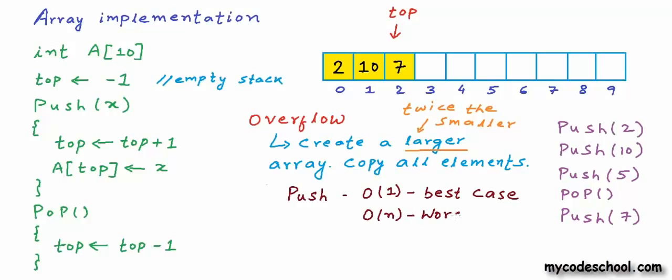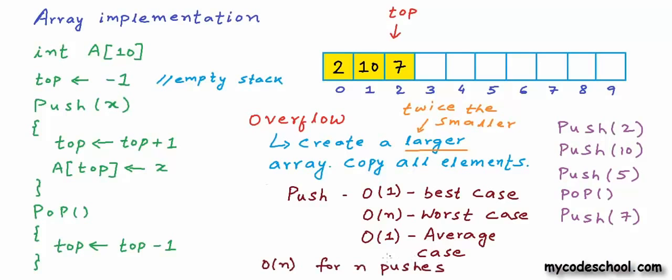In case of an overflow, time complexity will be big O of n, but we will still be big O of 1 in average case. If we will calculate the time taken for n pushes, then it will be proportional to n. Remember, n is the number of elements in stack. Big O of n is basically saying that time taken will be very close to some constant times n.